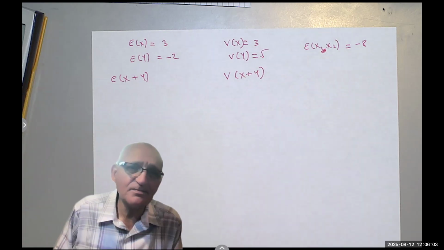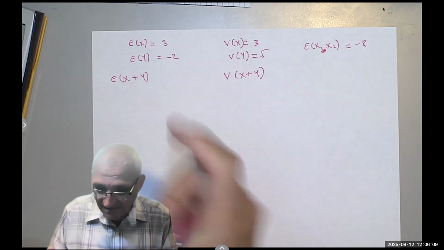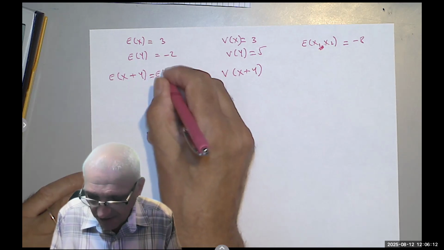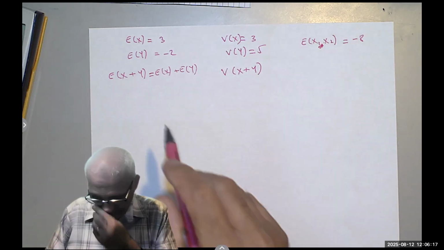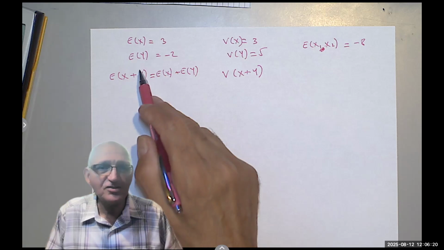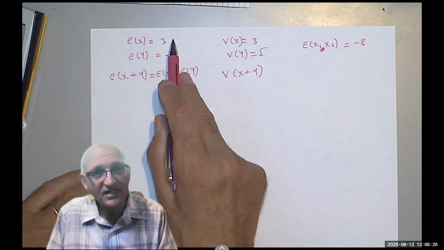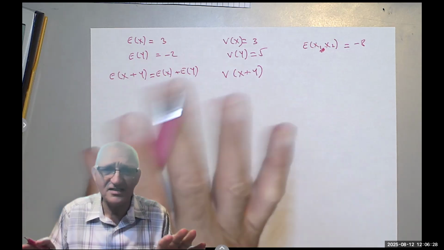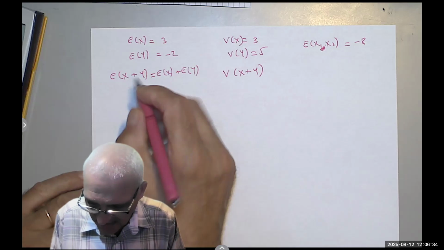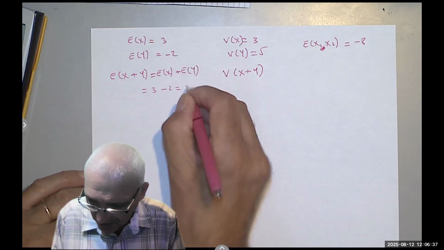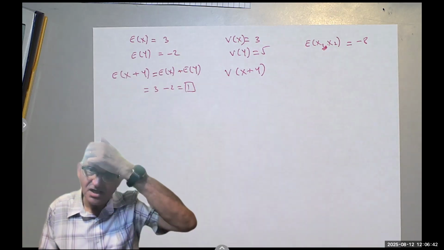The expected value of x plus y is so easy. It's linear, so you can break it into the expected value of x plus the expected value of y. Even if you have another function that is 3 times x plus 4 times y, its expected value is 3 times the expected value of x plus 4 times the expected value of y. It's extremely simple. So that's 3 minus 2 equals 1. The expected value of this linear combination x plus y equals 1.